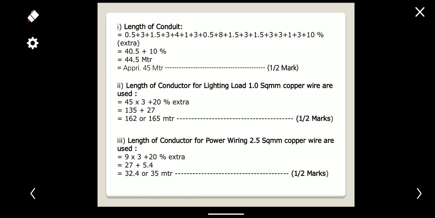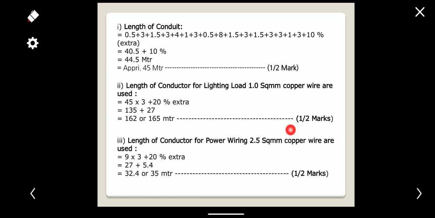Then the length of conductor for the lighting load, where 1 square mm copper wire is used. So 45 into 3 plus 20% extra. It takes 20% extra. So 45 into 3 plus 20% extra is approximately 165 meters of conductor used.